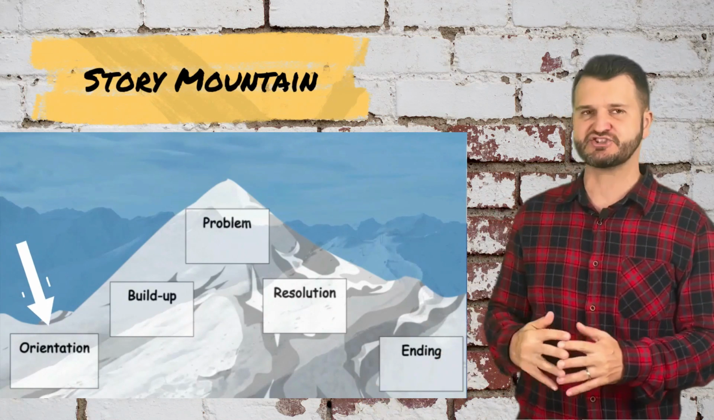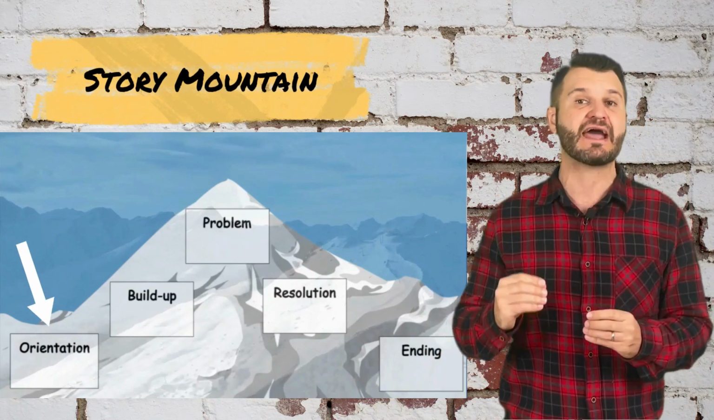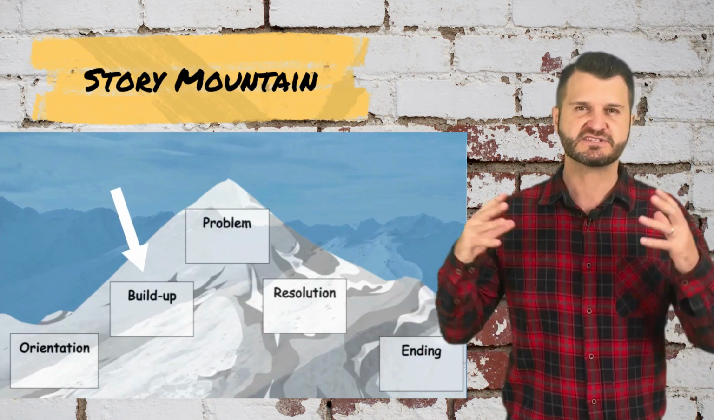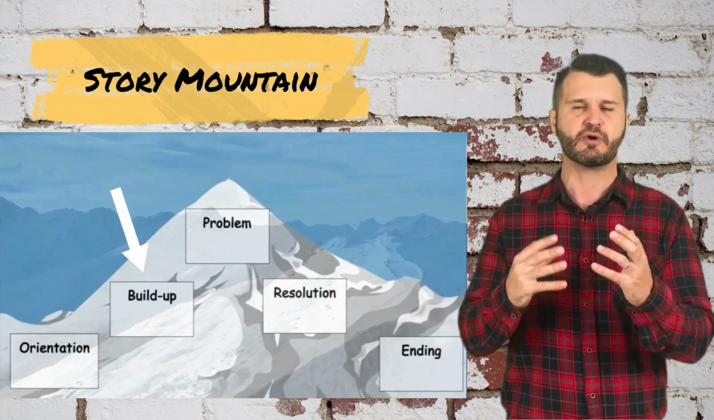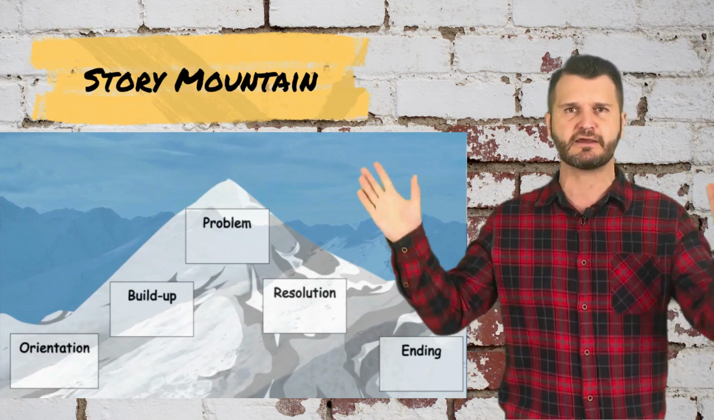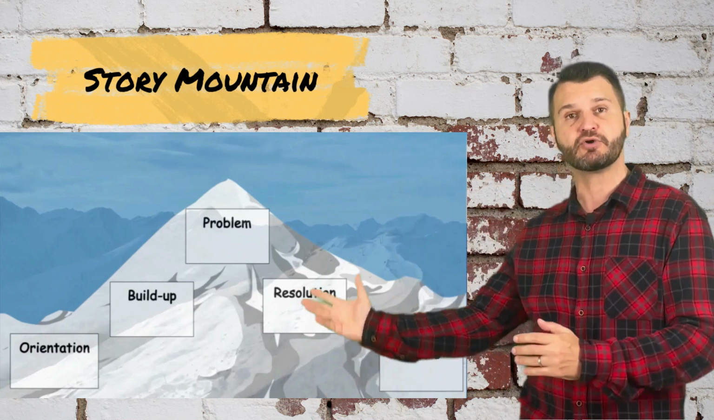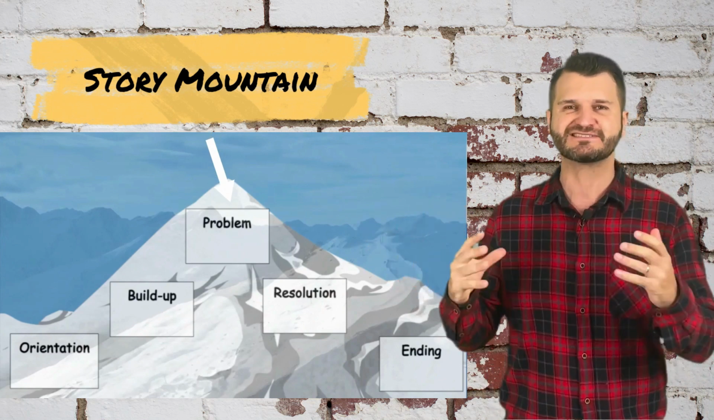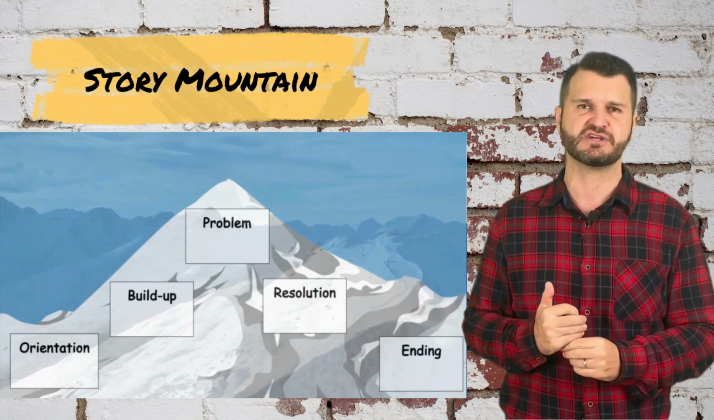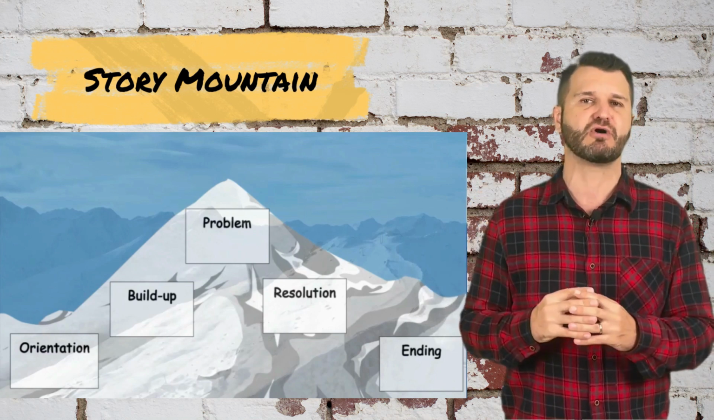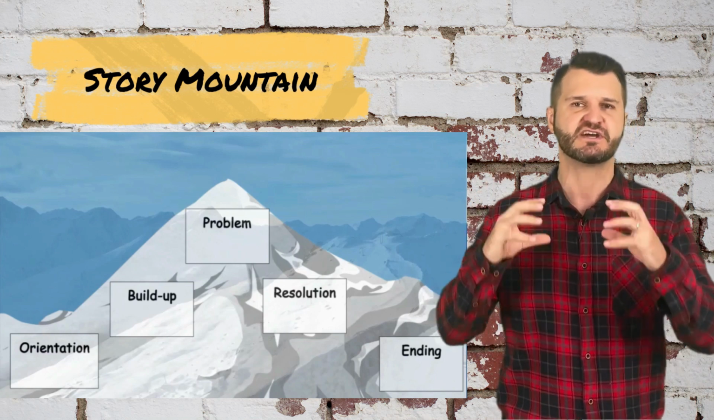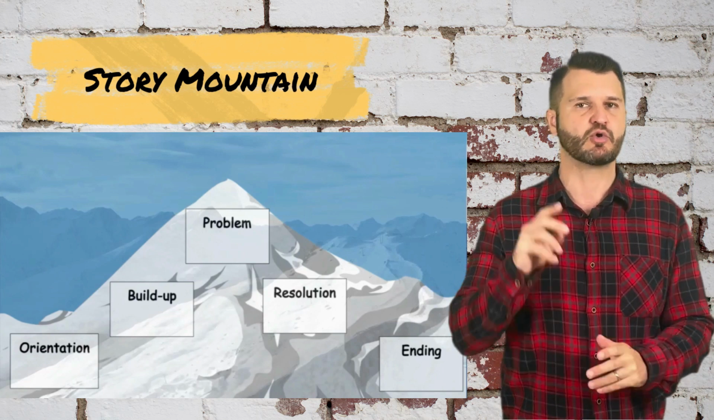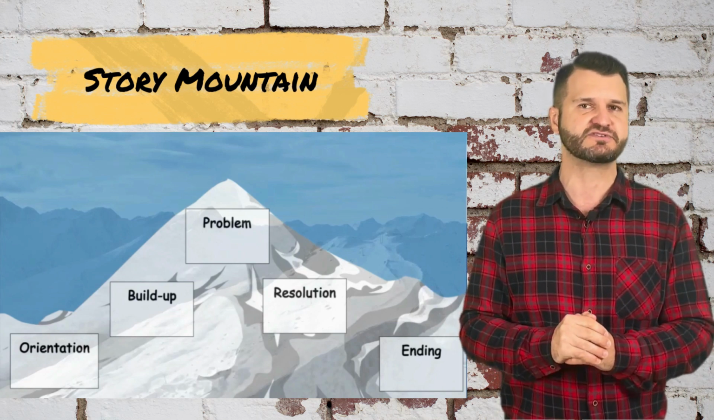All right, let's check out the Story Mountain in a little more detail. So the orientation, this is where you describe the characters and the setting. Then you have the build-up. So this is where you build up to the problem. We don't just go straight into an alien attacking us. We need to build up to that problem first. Then we have the problem. Now things like character versus machine or character versus monster would be perfect dilemmas that we can use in a sci-fi narrative. So we'll learn more about that as we go into the series.